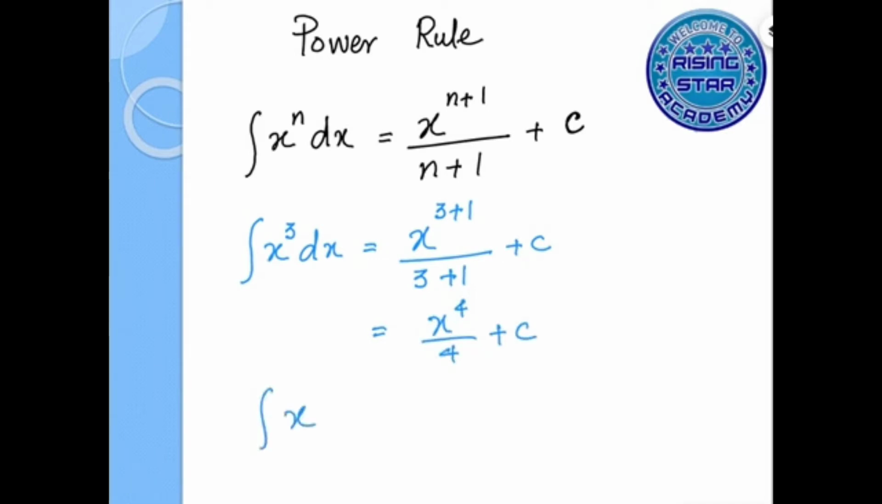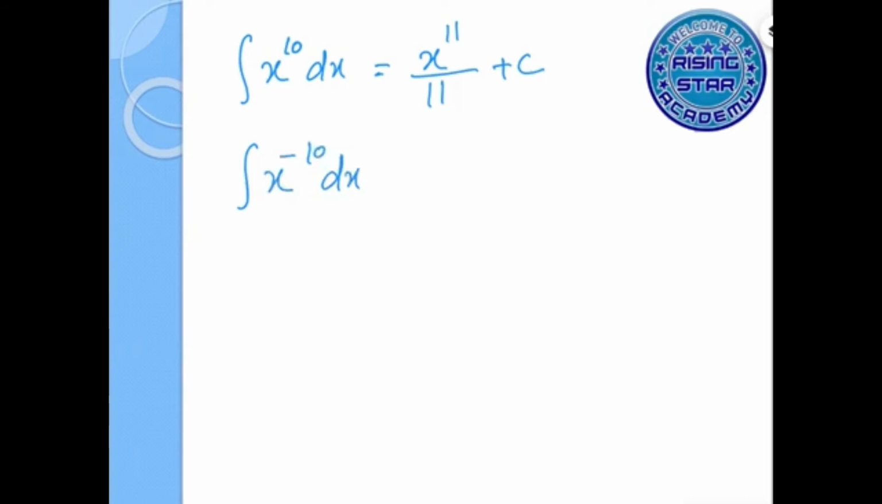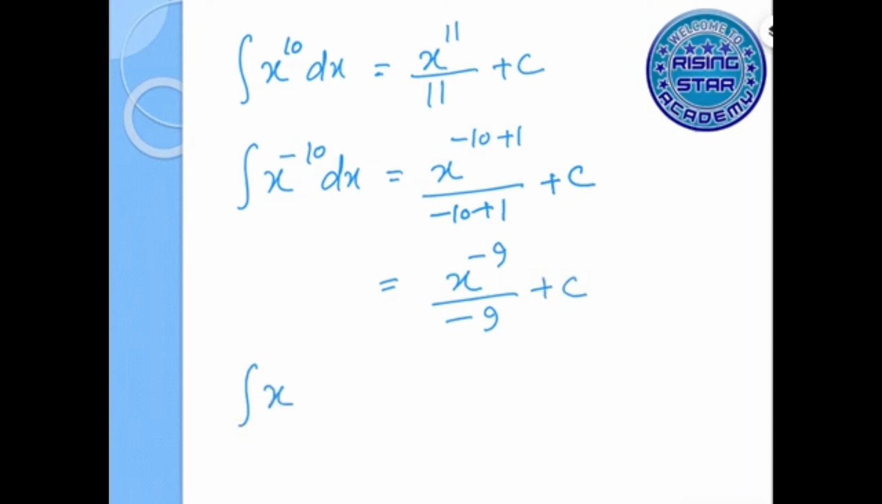When we have x to the power of 6, it would become x to the power of 6 plus 1 over 7, that is x to the power of 7 over 7 plus c. More examples: x to the power of 10 would be x to the power of 11 over 11 plus c. If we have x to the power of negative 10, so x to the power of negative 10 plus 1 over negative 10 plus 1 plus c, that would become x to the power of negative 9 over negative 9 plus c. Next we have x to the power of minus 15 dx. So when we add 1 to minus 15, that would become x to the power of minus 14 over minus 14 plus c.